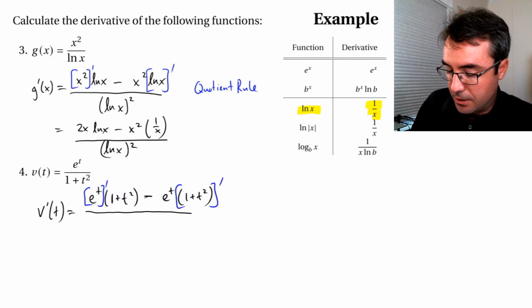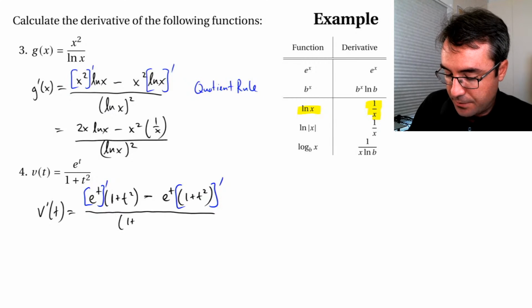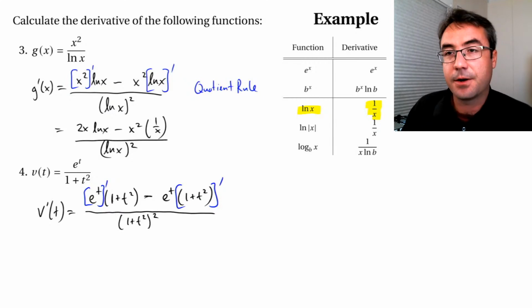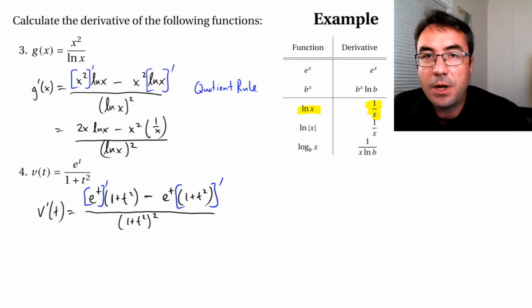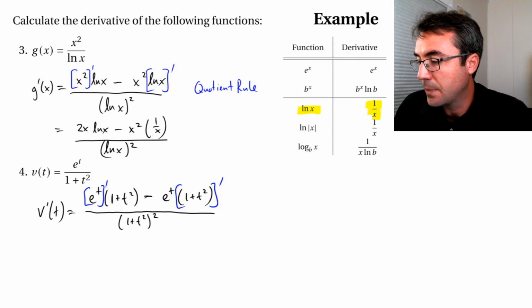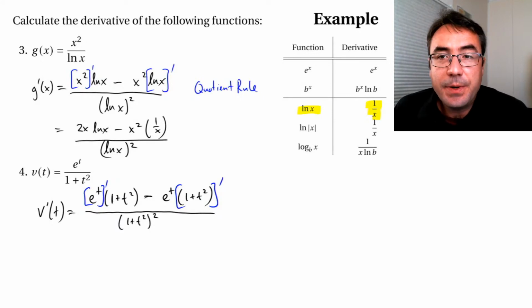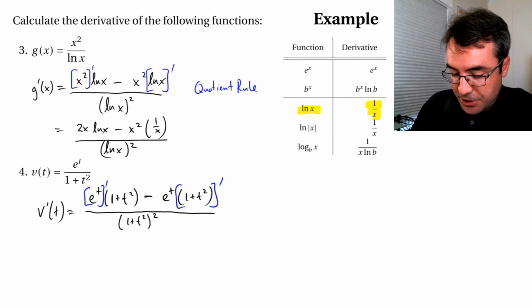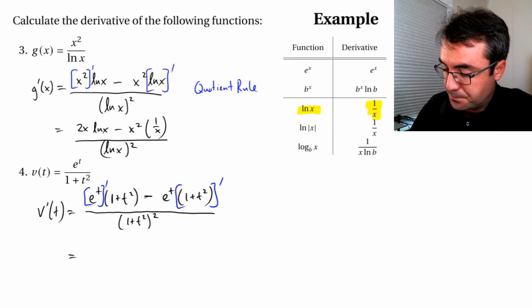And then this is all over, and we square the original denominator. And we're not going to multiply that out at all. So we'll leave that as 1 plus t squared all squared. We're not going to do anything to that. All right, so then we keep going. We have to differentiate those terms in the brackets.